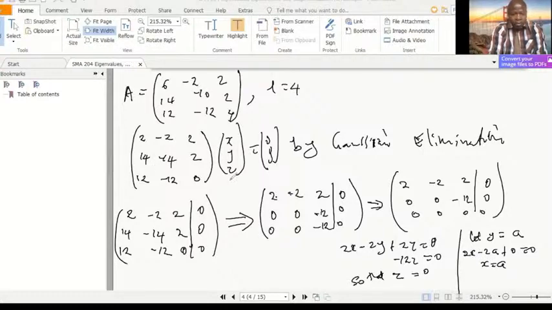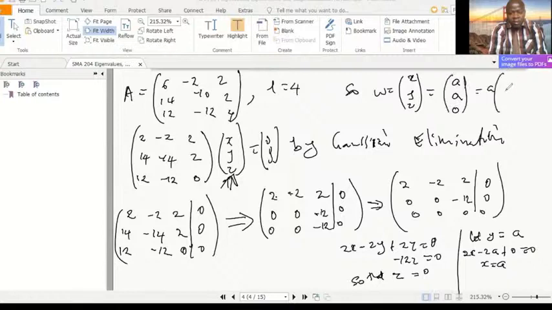So what is the w? This was our w, which was xyz, becomes x is a. What was y? y was a, and z is 0. So in fact, this is the same as a times 1, 1, 0. So the eigenvector therefore is 1, 1, 0, or any other multiple of that.